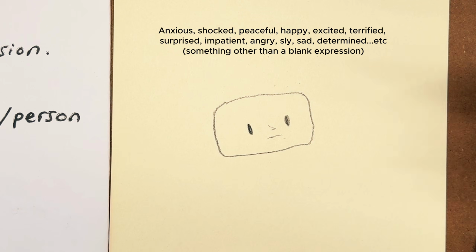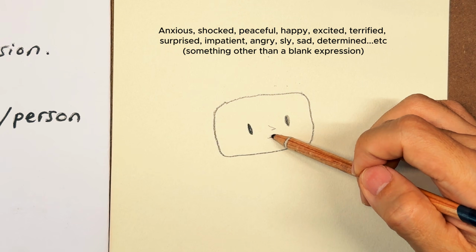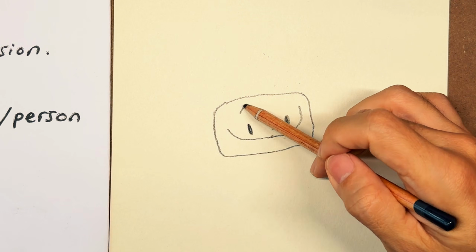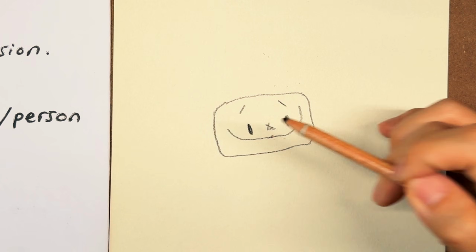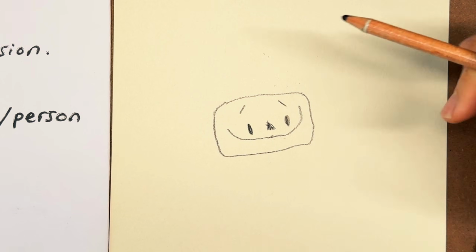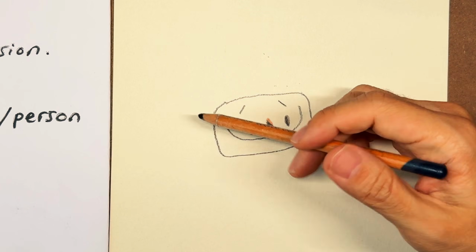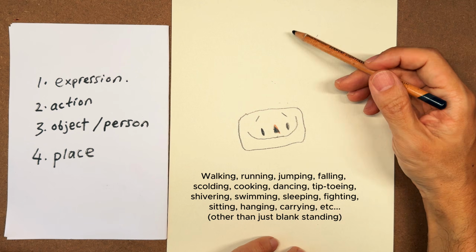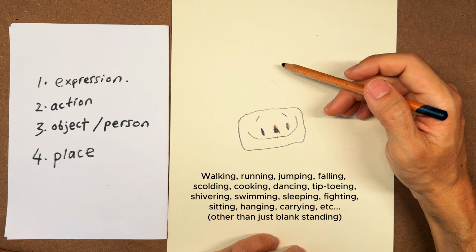So this is a blank expression. No, we want it to be a happy expression. Yes, something like this. Okay, so this is less neutral. Let's not make anything too defined right now. Okay, now think of an action. What could this person be doing?